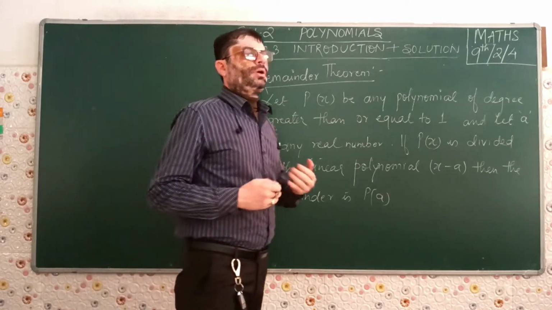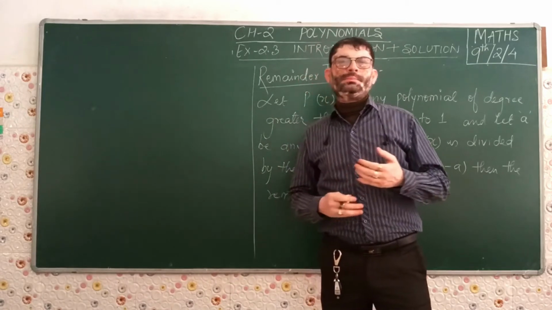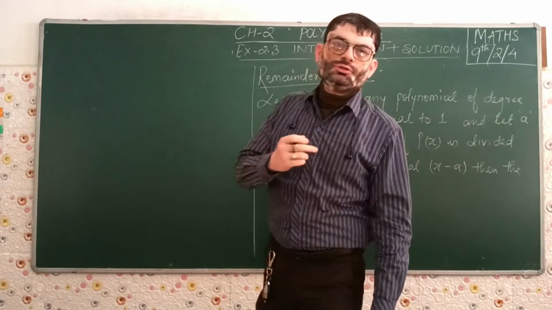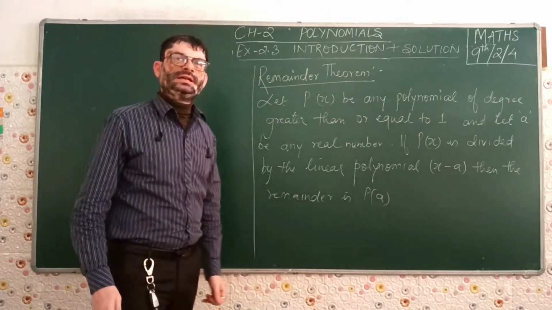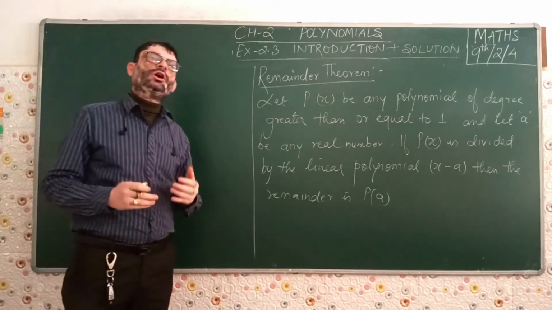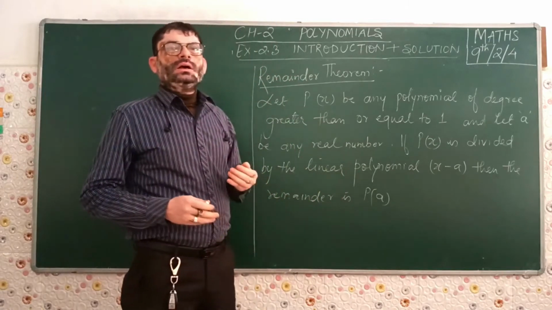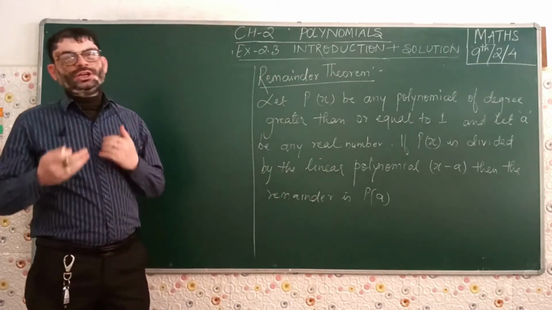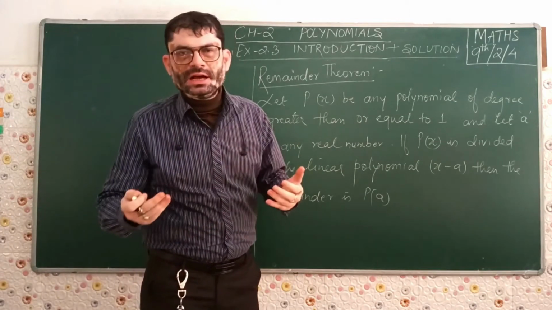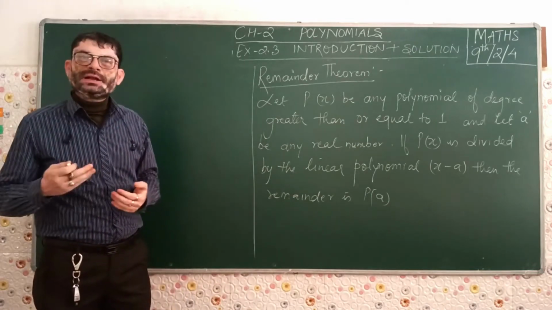In the process of division, that is we were dividing a polynomial p of x by g of x, we obtained the quotient q of x. We also obtained the remainder r of x by long division method. Here, when p of x is given to you, g of x is given to you, and you need to find r of x, only the remainder. We are not interested in the quotient part. We are interested in the remainder only.